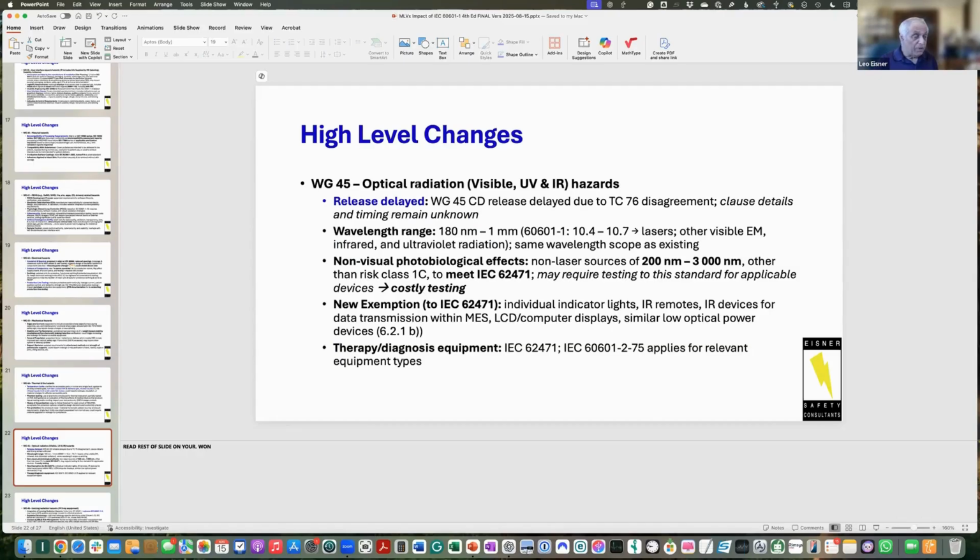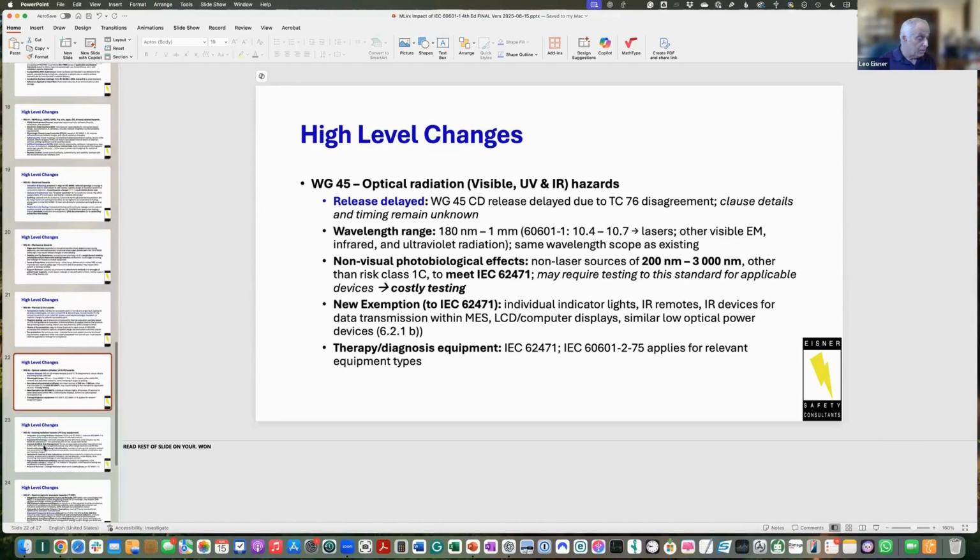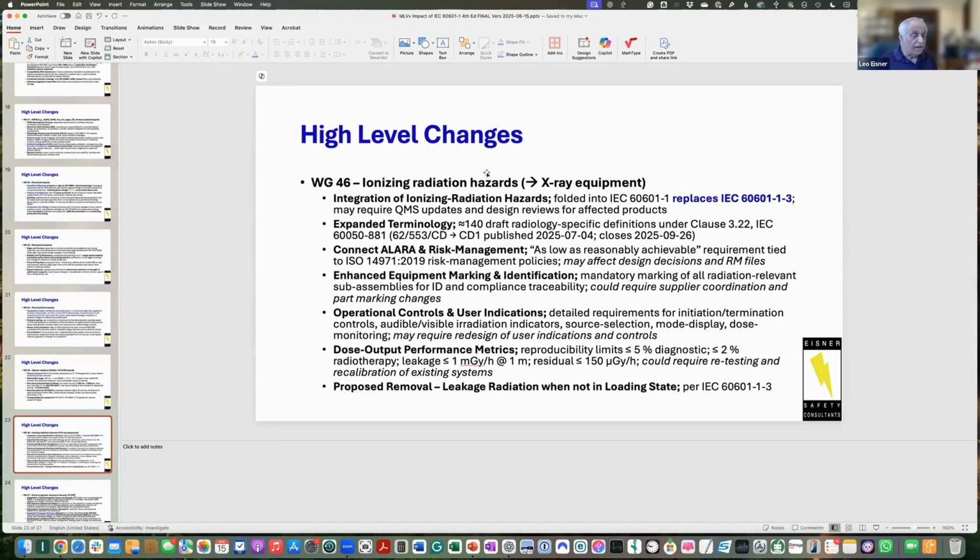This is the working group whose committee draft hasn't been released, and there have been disagreements about how information is being dealt with between it and a different technical committee that is in charge of a lot of the standards within the optical radiation section. There's a whole bunch of standards involved in this section. The ionizing radiation part is X-ray equipment, and so it's basically replacing the existing 1-3 standard, the X-ray standard.